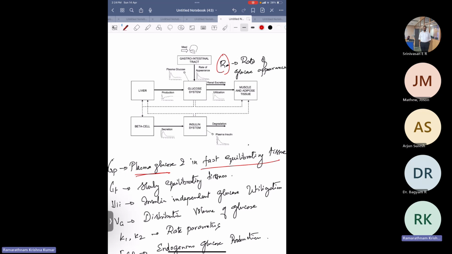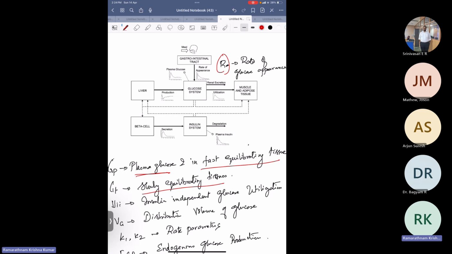In the glucose system, I'm going to expand the glucose into what's coming in, going out, and all that, and write down an equation. Of course, the glucose goes from here, and there is also a path back to what is called the slowly equilibrating tissues, which are the muscle, adipose tissue and so on, where there is utilization of glucose.